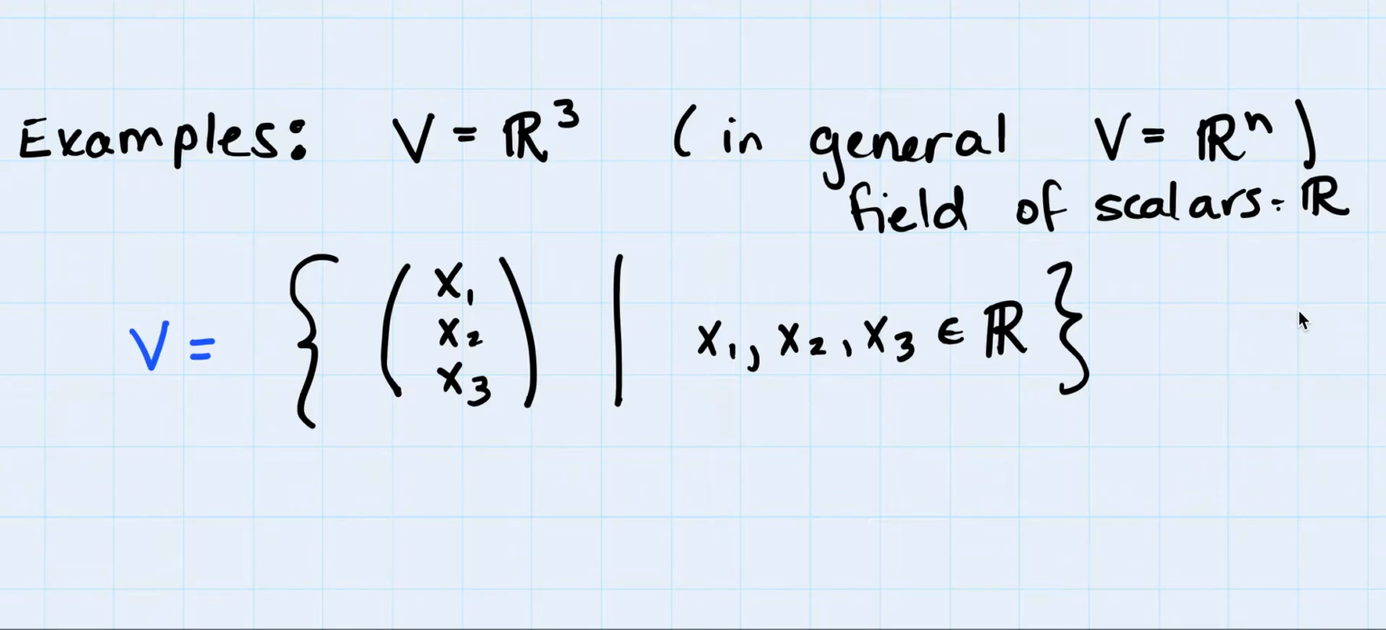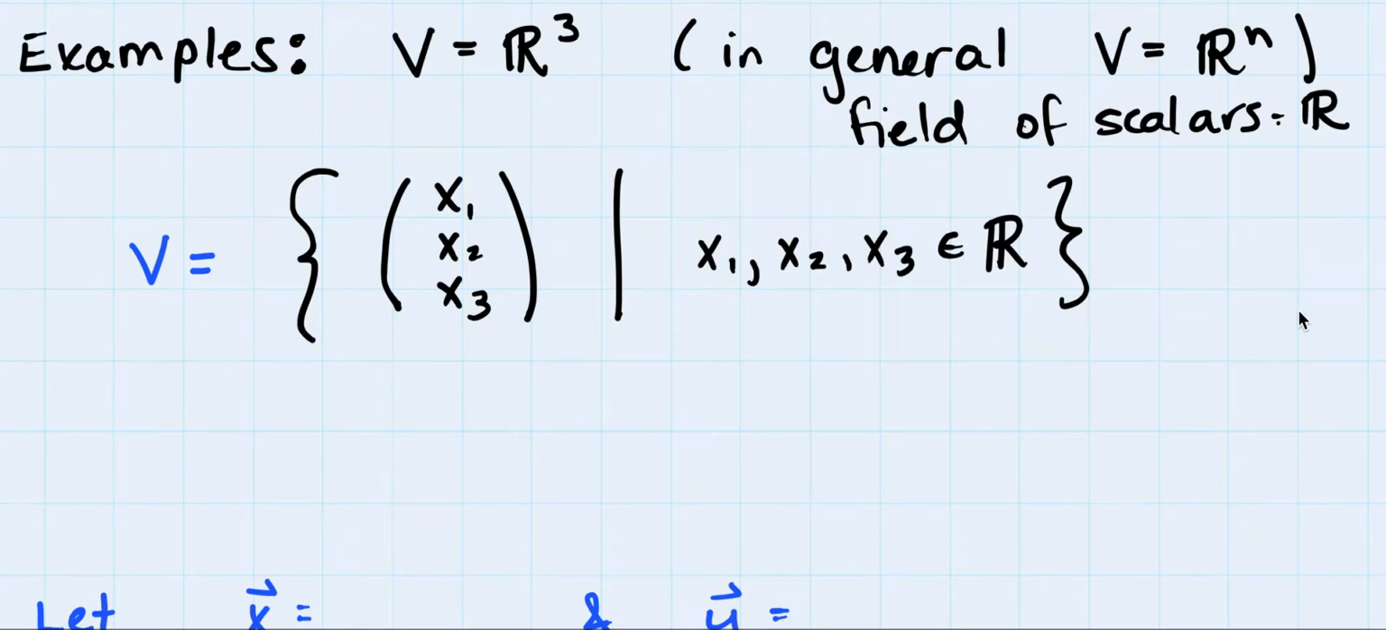I'm going to show you that this is actually a vector space by showing you it satisfies all 10 properties. You have to check every single property in order to say that this is a vector space. I'm going to show you the work that goes into this. So let's show it's a vector space.